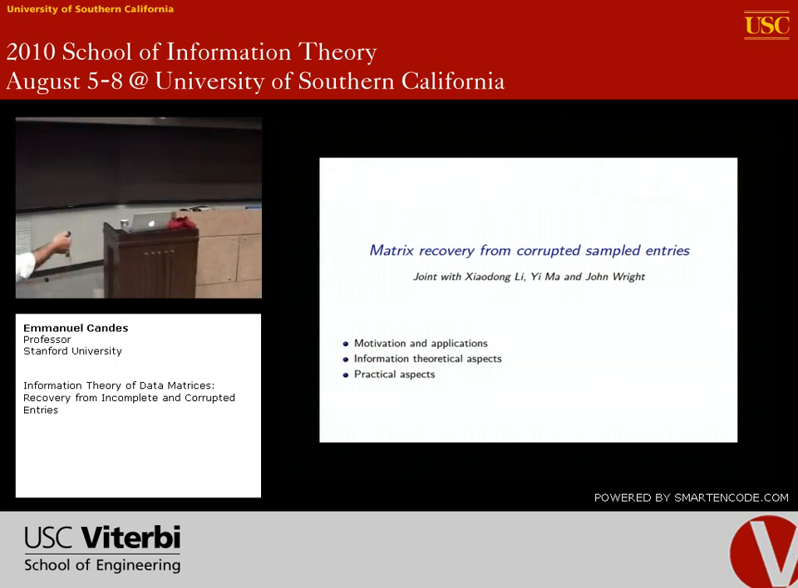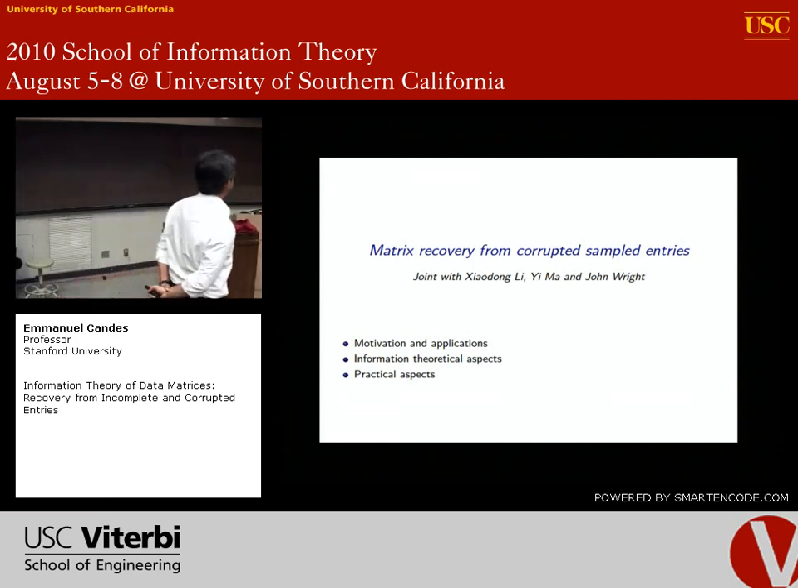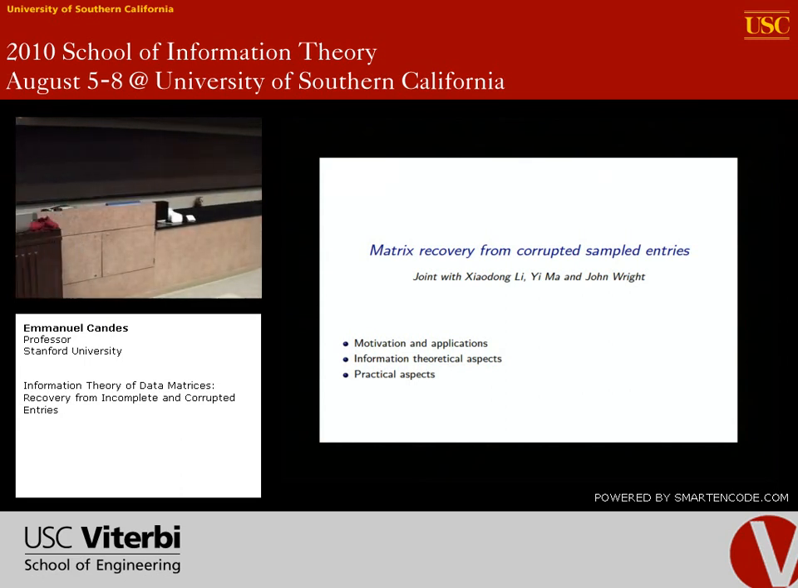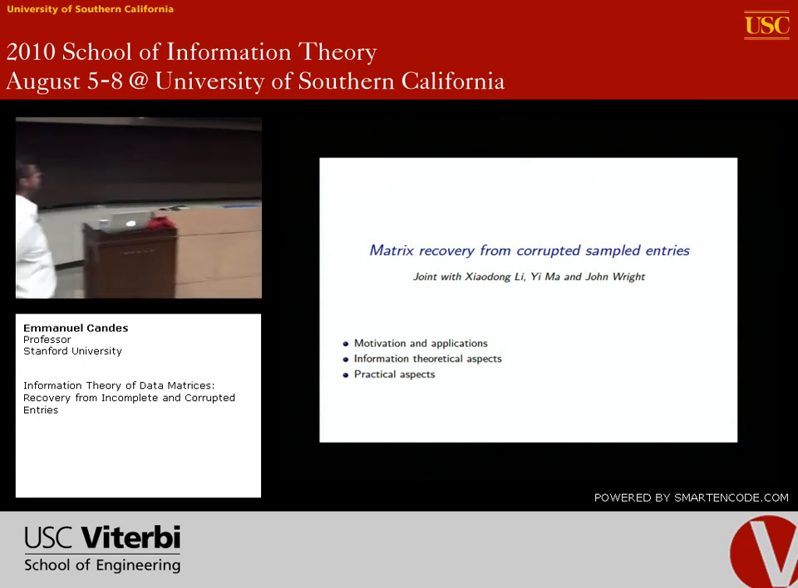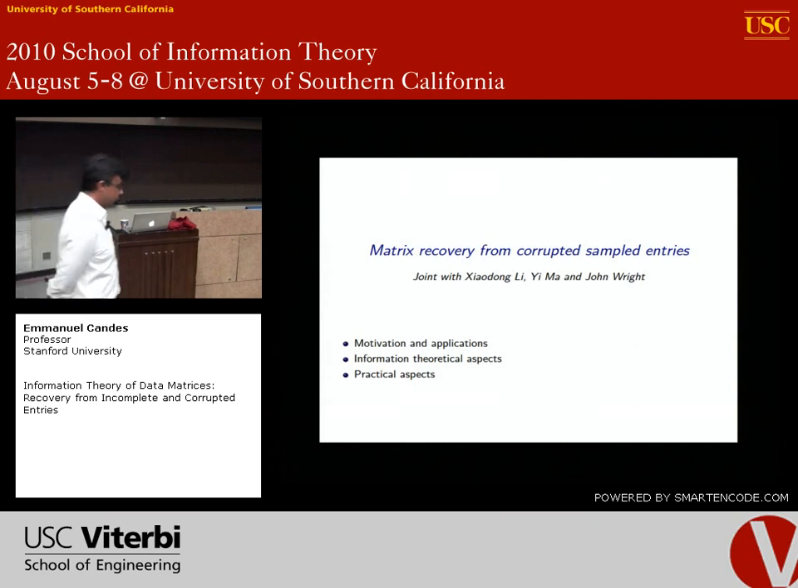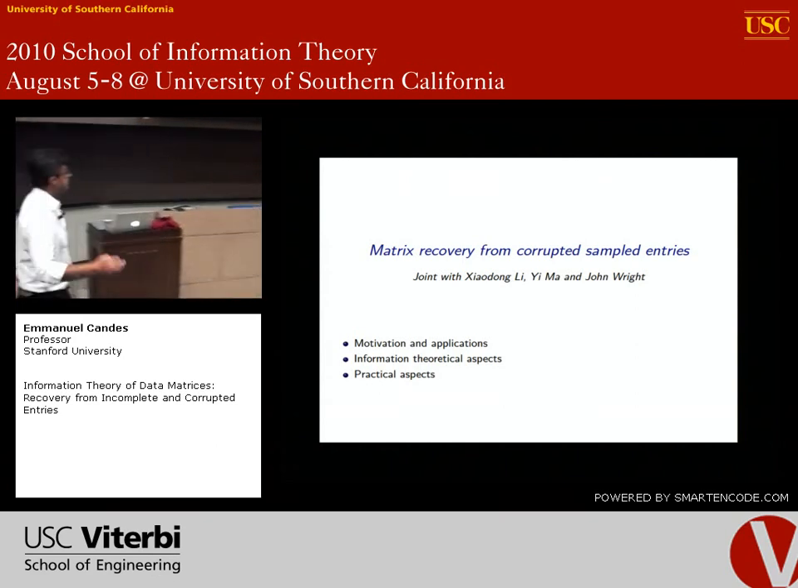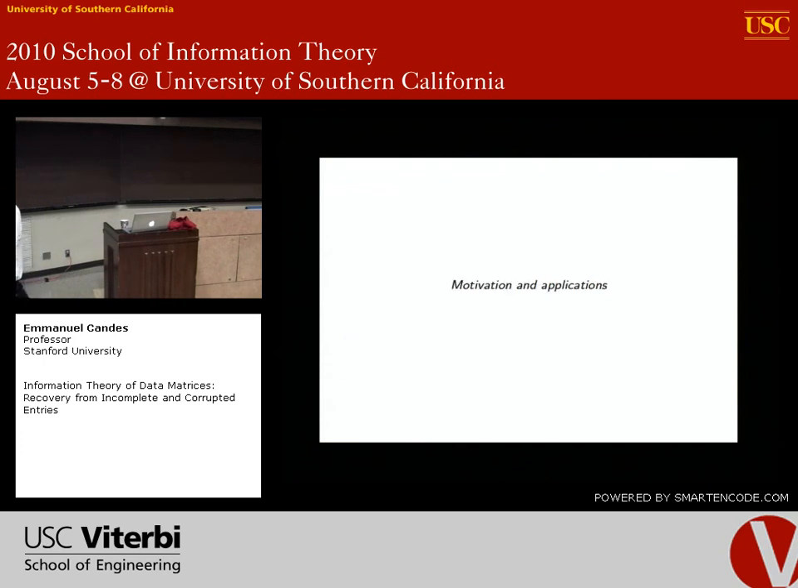Okay, so I'm going to follow the same outline, which is I'm going to motivate the problem first, then I'm going to talk about the information theoretic aspects and some practical aspects. For some reason, as you'll see, this error correction over low-rank matrices has an enormous amount of applications. And people are really flying away with these things.